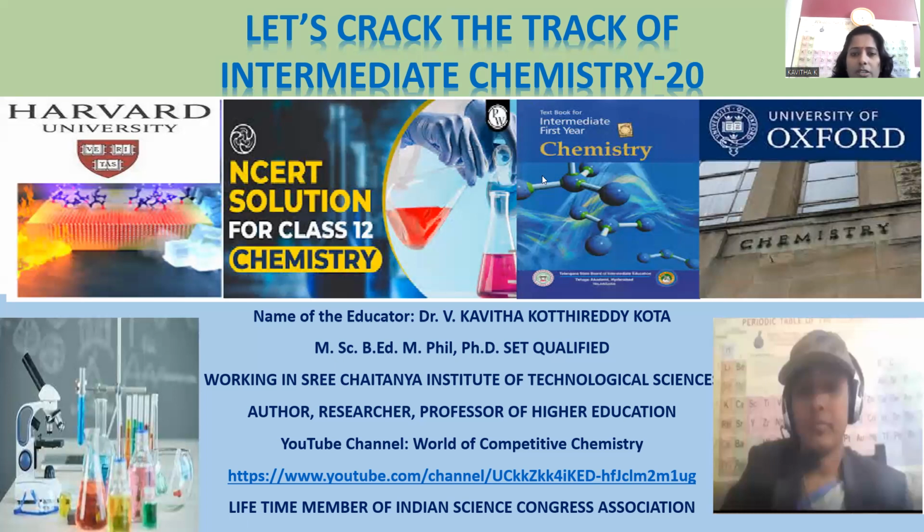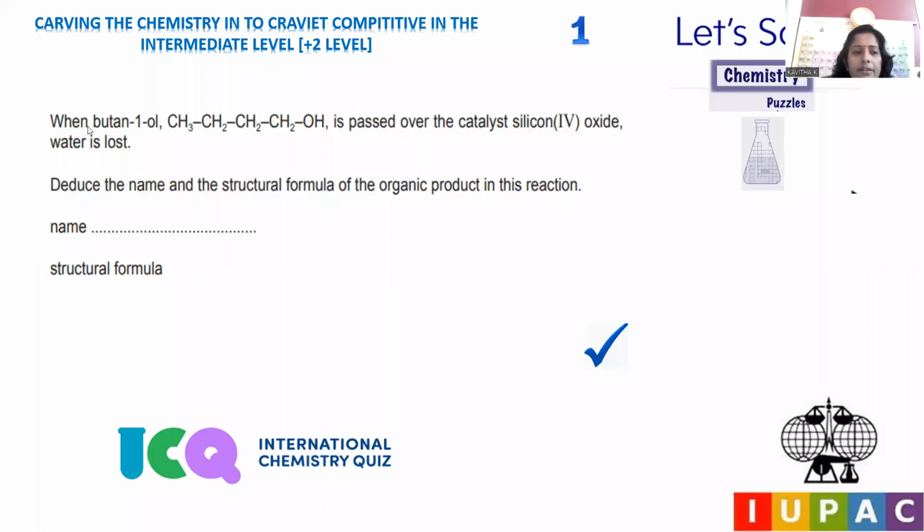Let's enter into our question number 1. When butan-1-ol, CH3CH2CH2CH2OH, is passed over the catalyst silicon(IV) oxide, where the oxidation state around the central silicon is 4, so that we can say SiO2, water is lost. Upon treating butanol with silicon oxide, loss of a water molecule is possible. Deduce the name and structural formula of the organic compound in this reaction.